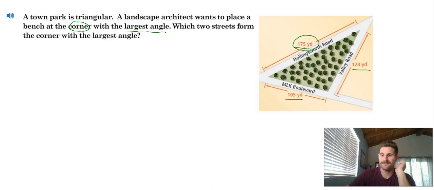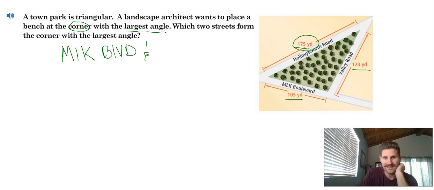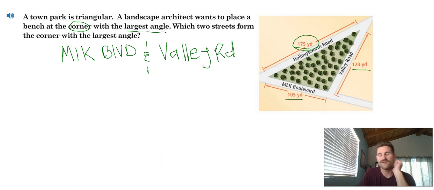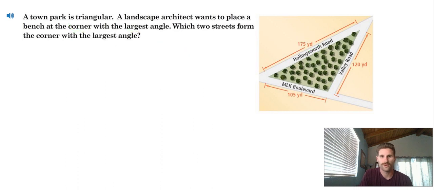So what is happening? Our largest angle, our corner that we want to pick, which two streets form the corner with the largest angle? It's going to be MLK Boulevard. I believe we can shorthand Boulevard for that. And it's going to be in between MLK and Valley Road. So there is where it's going to be, and that's using that idea of the large side being opposite the large angle. Okay, working our way through.